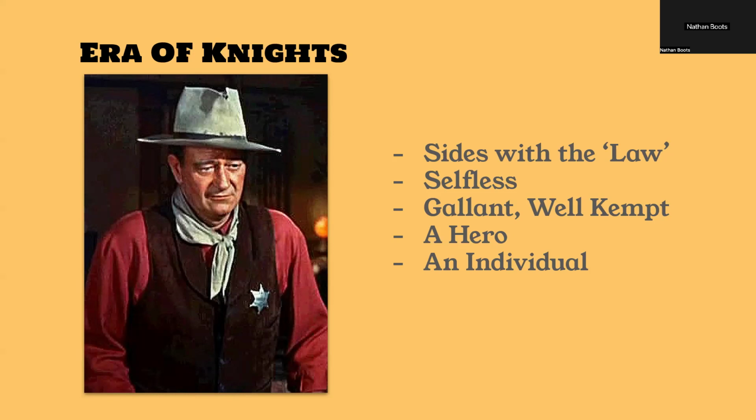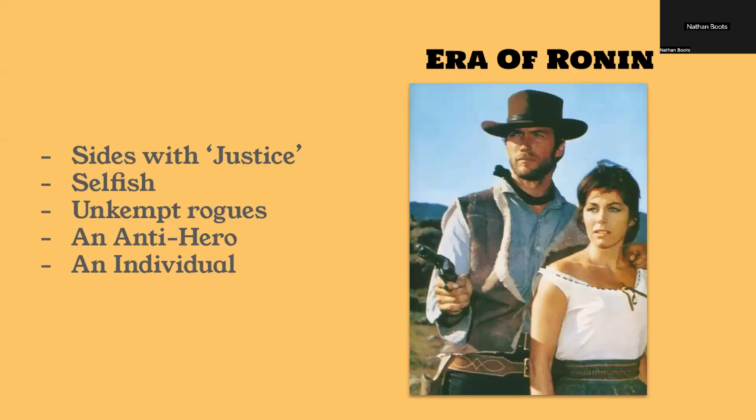But in the 1960s and 70s with the spaghetti westerns, we go on to their Ronin. I use this term Ronin, which is essentially a disgraced samurai from Japan, a mercenary.